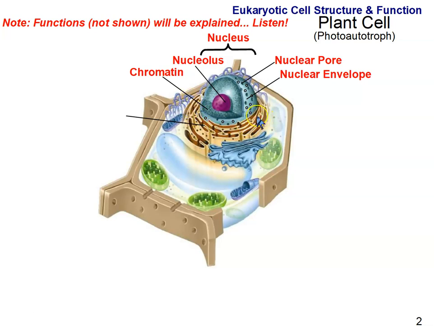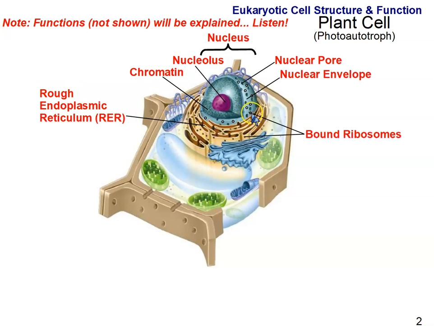And one thing to note about this rough endoplasmic reticulum, RER, that's surrounding the nucleus is that it's continuous with the nuclear envelope. In other words, it's connected to the nuclear envelope. That's why it's surrounding the nucleus, because it is actually connected to the nuclear envelope. And it's rough endoplasmic reticulum because it has ribosomes on it. And that's the thing that you need to draw onto the nuclear envelope also.